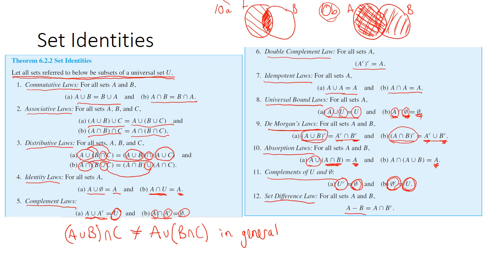Set difference law. Saying the difference of A and B, A minus B, this is everything that's in A and not in B. And this is just another way to say it right over here on the right, everything that's in A and not in B.